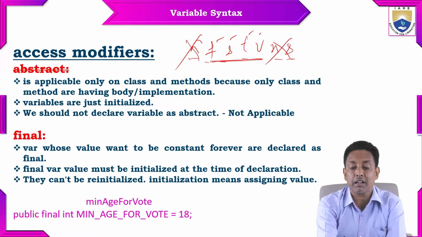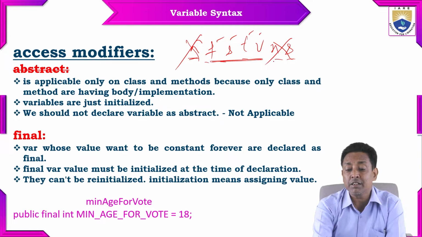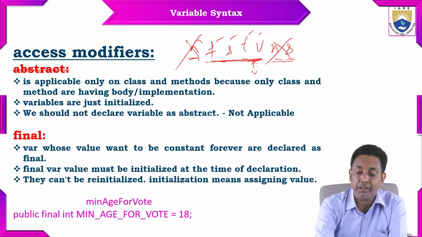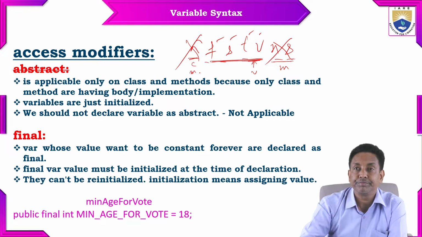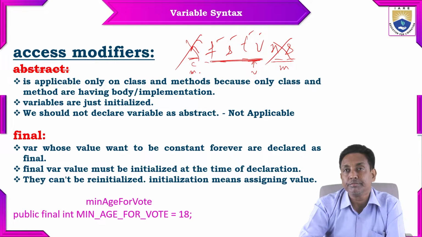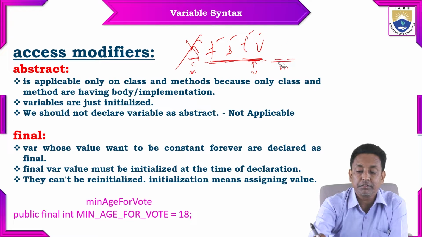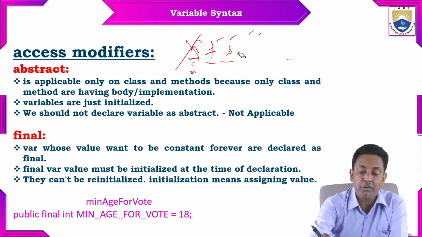Abstract can be applied only on class and methods. Native and synchronized can be applied only on methods. Transient and volatile can be applied only on variables. So now the race is only between final, static, transient, volatile. That's all. Only 4 modifiers.